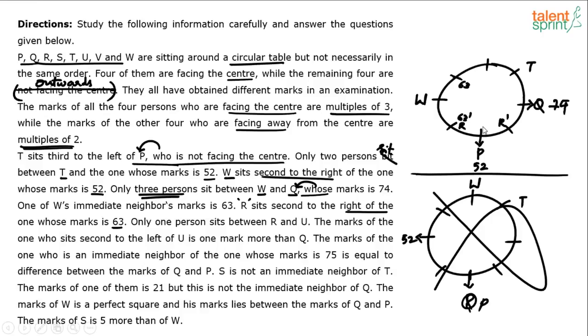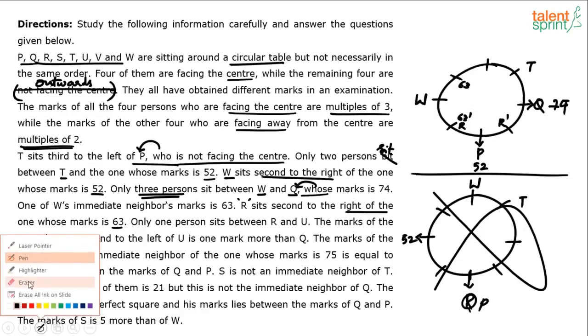So I think I am better off taking the duplicate case. Otherwise it is only getting complex. Only one person sits between R and U. If this is R, you can come here or here. If this is R, then you definitely have to come here. So I would do one thing. I'll have to clear the arrangement at the bottom here.